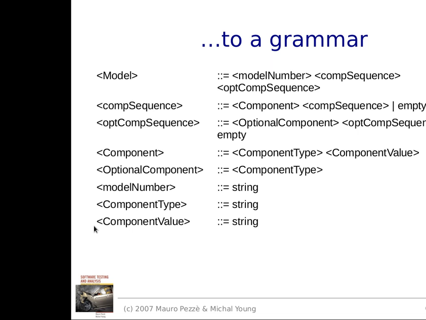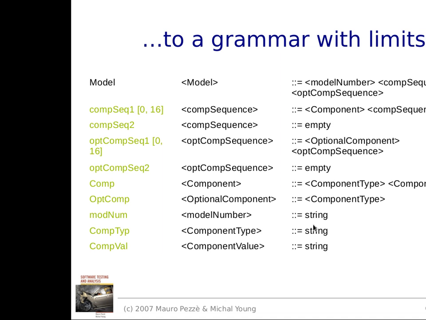This is the grammar. The model is usually a model number, followed then by sequences of component sequences, and then of course optional sequences going on. You notice down here a model number is a string, as well as component type, component value, etc. So this is a nice simple grammar. You can also add some limits to it. Maybe you can only have 0 to 16 components, or 0 to 16 optional components as well.